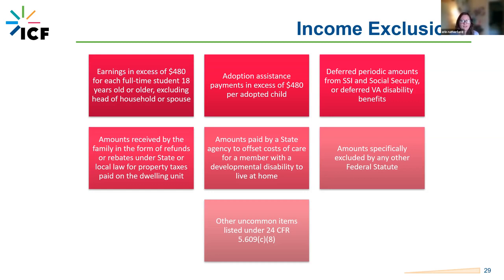You also cannot include any amounts paid by a state agency to offset costs for care for a member with a developmental disability that lives at home. And lastly, you must exclude any amounts that are specifically excluded by any other federal statute, as well as other uncommon items that you can find listed in 24 CFR 5.609(c)(8).